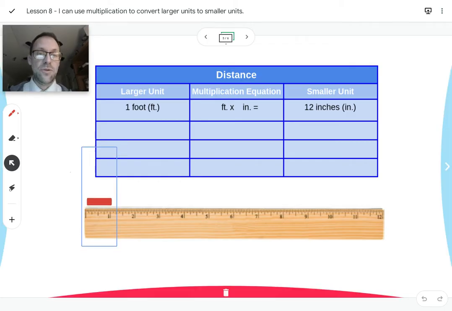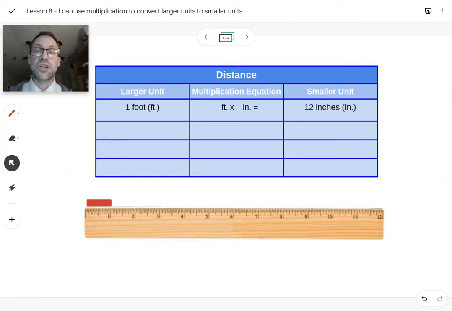Now, if we didn't know that, but we had this information, we could use multiplication to find how many inches are in a foot, right? So what we would do is we take our 1 foot and we could multiply it right here in our multiplication equation by 12 inches in a foot. And what is 1 times 12? Well, it's 12. Let's try another problem with a different number of feet, and maybe this will be more clear.